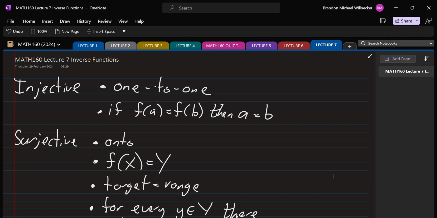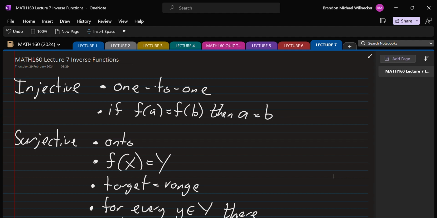If you want to look at it in terms of a picture, one-to-one, remember that horizontal line test. If you have one y value and two x values that go to it, then it's not injective. It's many-to-one, so we ignore that.